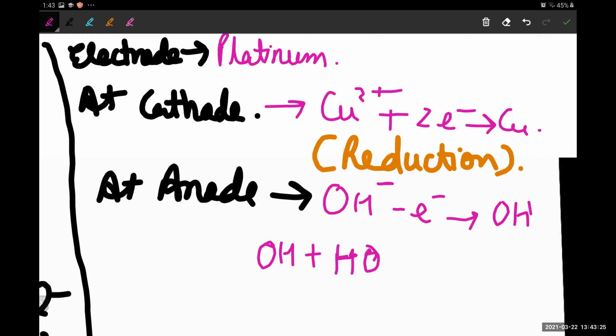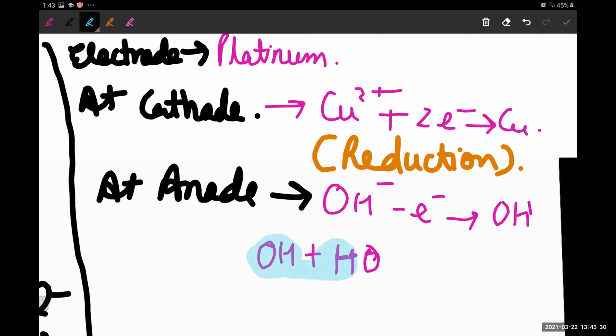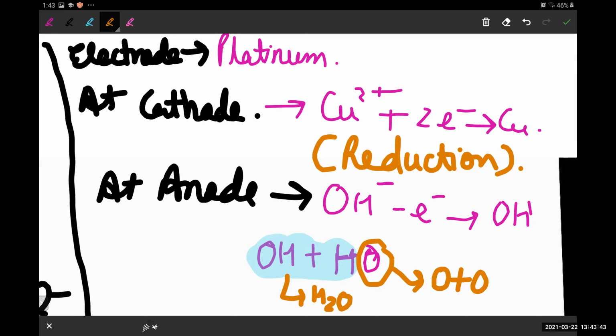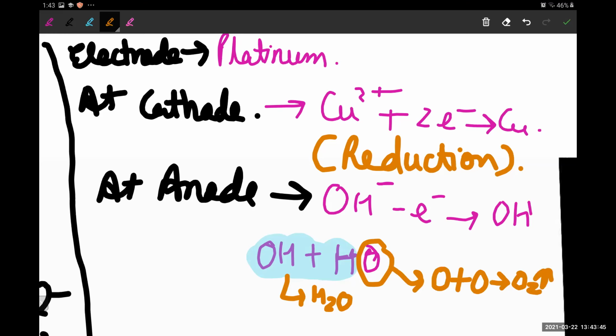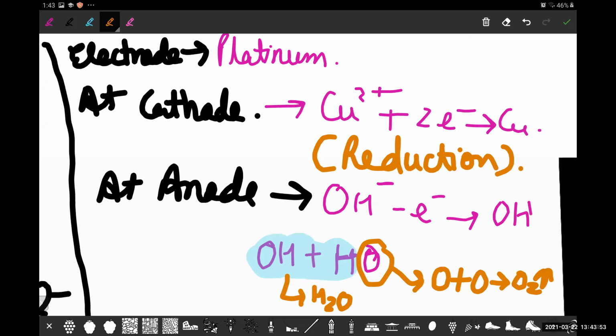So see what it will do. OH will combine with the hydrogen and give us water, and the O which is there will combine with another such lonely oxygen and give us what? Oxygen gas, which is evolved. So what is there at the anode and the cathode? At the cathode, copper metal is there, and at the anode, oxygen gas is being evolved as the product, right?